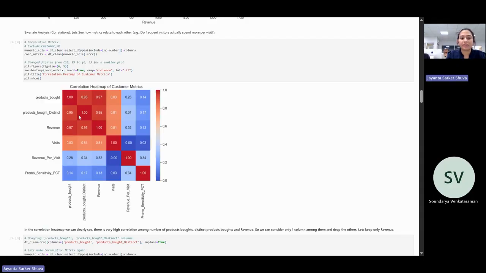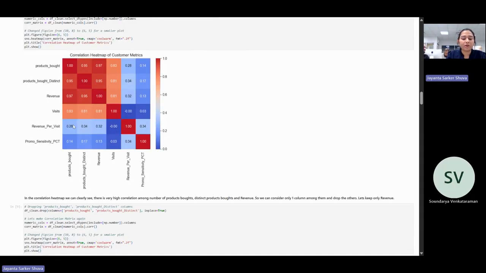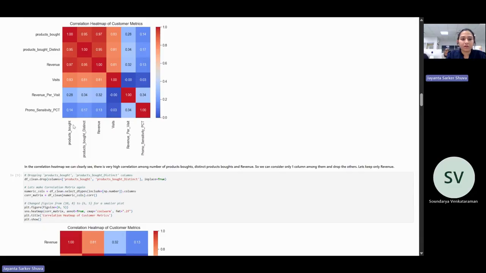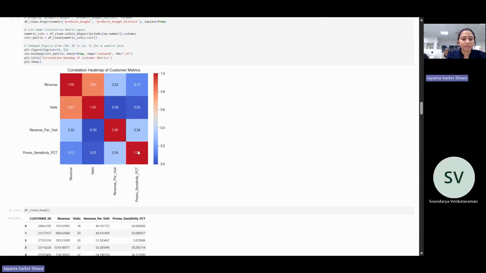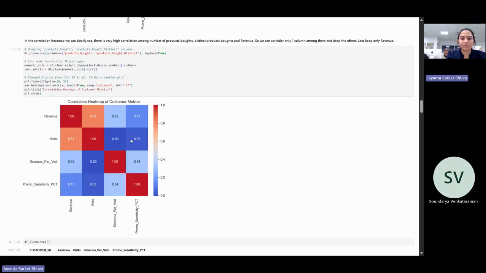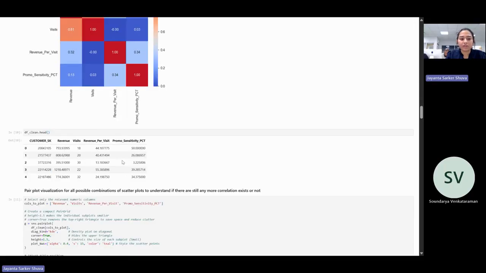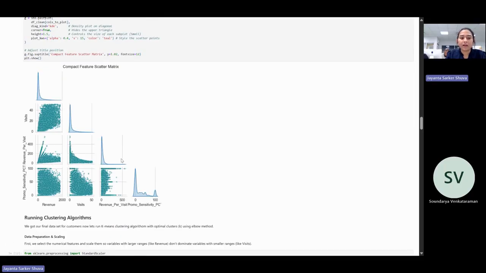The Pearson correlation value is greater than 95%. So we just wanted to keep only one column and drop the others, so we have kept the revenue. Here we could see only the correlation points, and we wanted to show them as a scatter plot. So we have used the scatter plot to show the correlation between the key metrics.